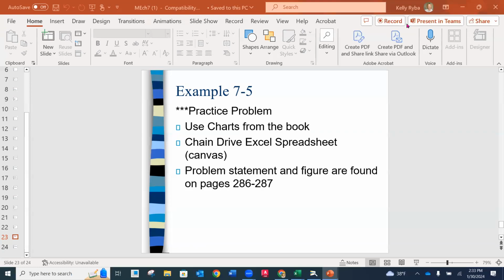Okay, so we are going to do an example that walks through the process of designing a chain drive. Here we're going to use the charts in the book. We're not going to be using a vendor's catalog, and we are going to use the Excel spreadsheet that we see here. You can download it from Canvas. The problem statement starts at the bottom of page 286, and there are some illustrations on the following page as well.